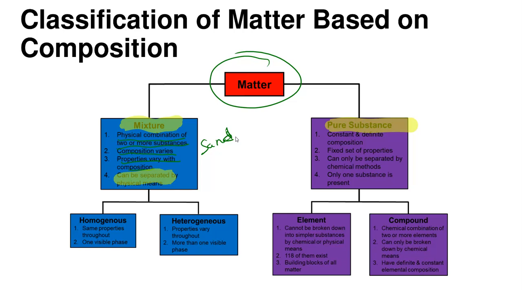A pure substance has a constant and definite composition. The composition of a pure substance is constant. It will never vary. If you have a water molecule, which is in this case a compound, there will always be a 2:1 ratio of hydrogen to oxygen. Because it's constant, it has a fixed set of properties. A pure substance contains one stuff, only 100% of that stuff. So the properties are just the properties of that stuff and will never change.